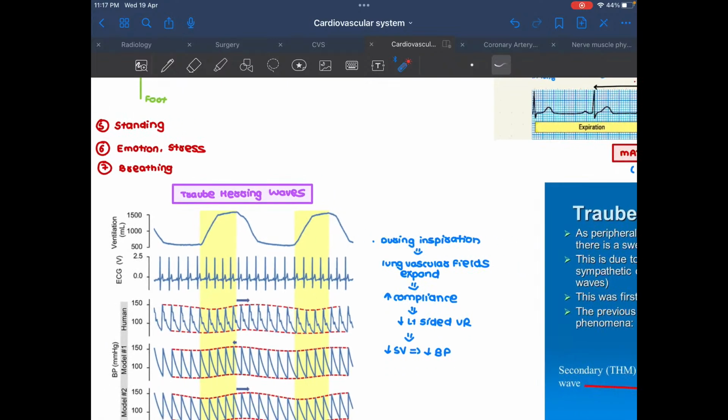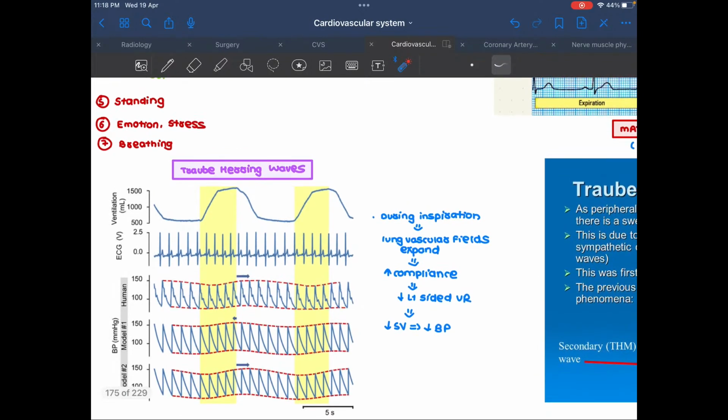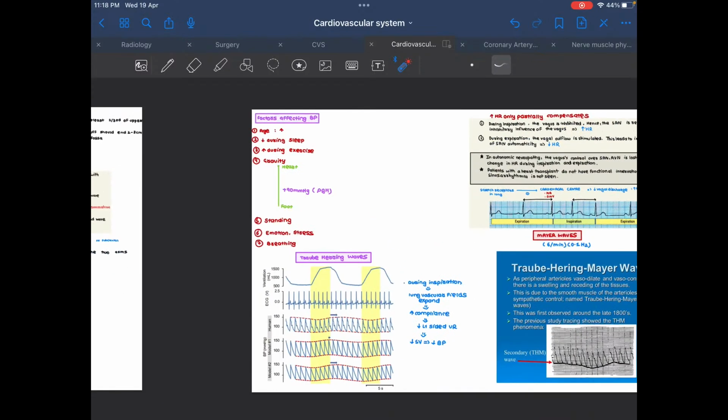There are two waves. We have something called the Traube-Hering waves. Did I not tell you guys that in inspiration our heart rate increases? And I told you a very important note there: in inspiration our blood pressure decreases. Okay? So these fluctuations in your blood pressure which occur during inspiration and expiration are known as your Traube-Hering waves. Okay? Very important. So these Traube-Hering waves, as you can see, with inspiration and expiration, as our ventilation increases, see, the blood pressure has decreased. Then it will increase during expiration, then decrease during inspiration. So these waves are known as Traube-Hering waves.